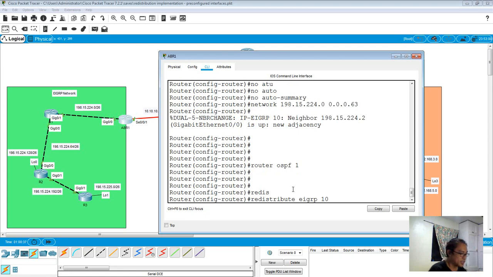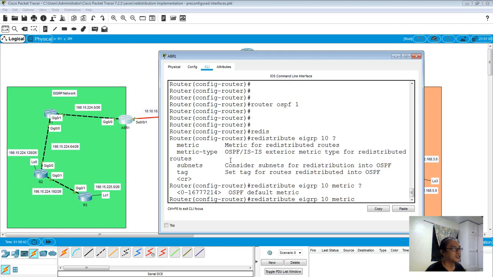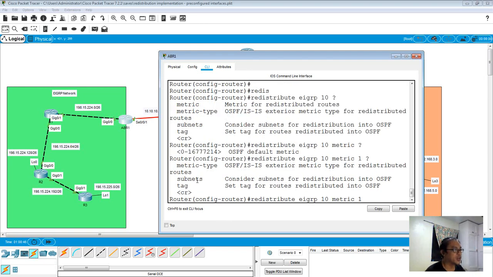Okay, so what's next? It says you are going to put the metric value. Then question mark. What is the default metric there? That's 1. And what's next? Then you are going to put the word subnets.